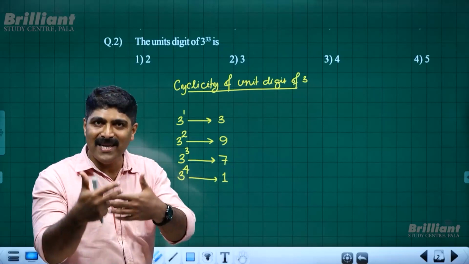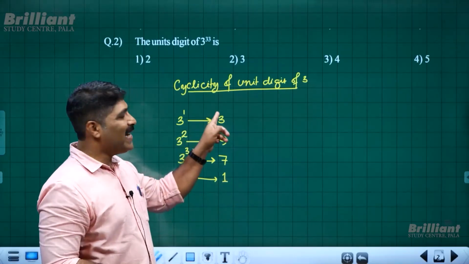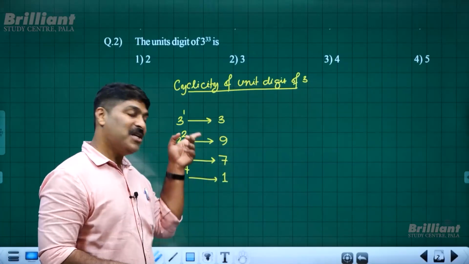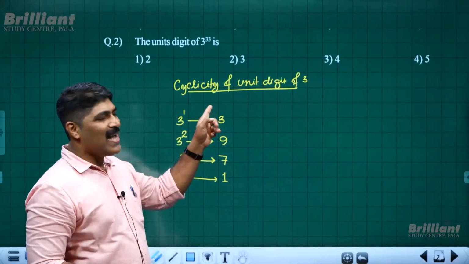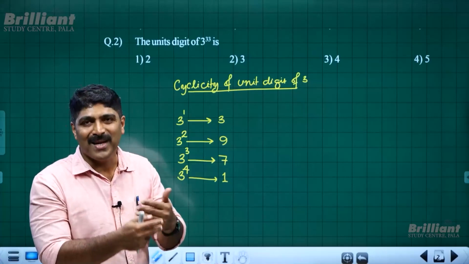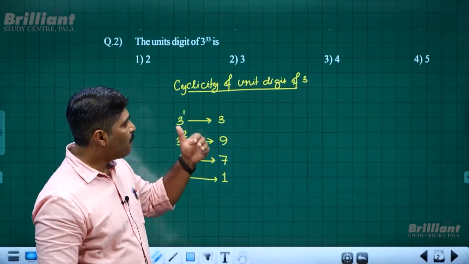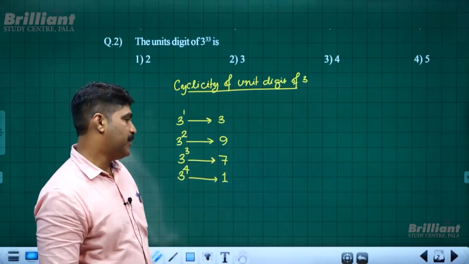What will happen in the next step? This 1 into 3, again that will be 3. 3 into 3, again 9. 3 into 9, 7. 3 into 7, 1. Again into 3, and so on. It will repeat infinitely. So now we have 4 distinct unit digits.